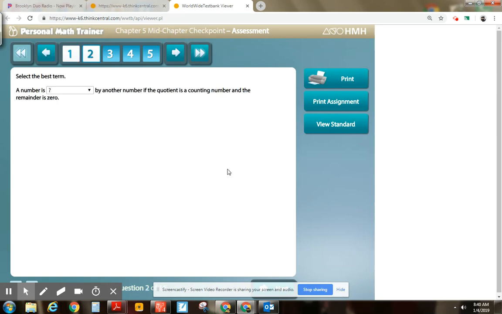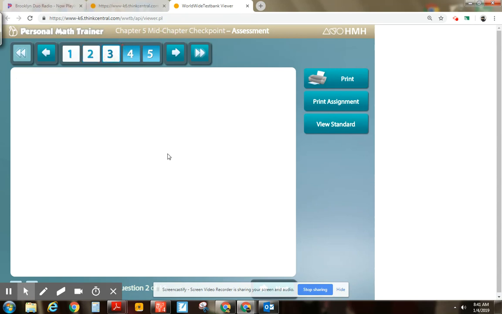I'm going to try to go through these 16 questions as quick as possible, so if you need to, pause and rewind. A number is blank by another number if the quotient is a counting number and the remainder is 0. This is kind of tricky because we see the word number 3 times here. It's divisible. So all this is saying is that when you divide one number by another number, you get the quotient, right, the answer to a division problem, and there's nothing left over.